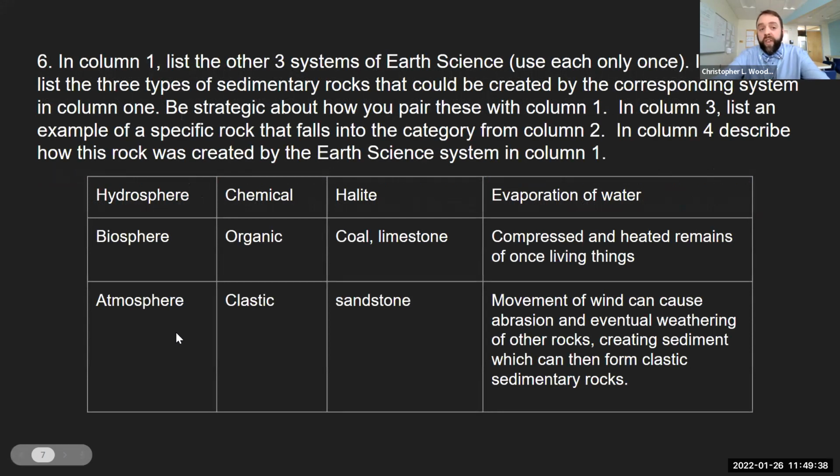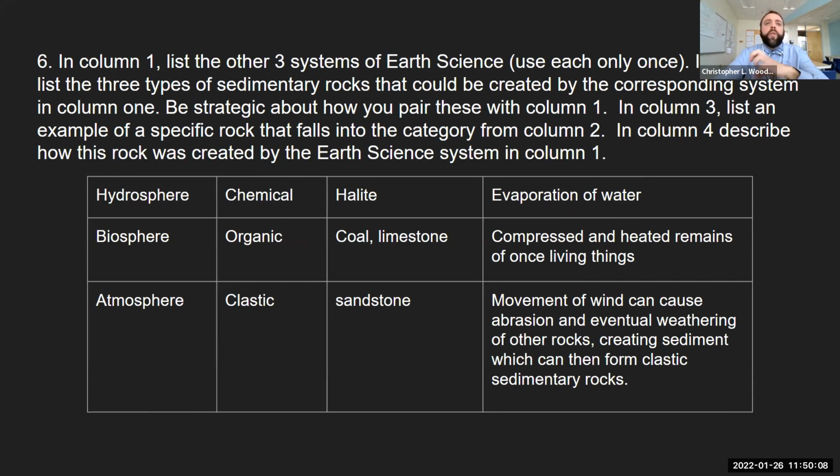All right, number 6, I asked you to list the 3 other systems of earth science. In column 2, I wanted you to match sedimentary rocks based on those systems. In the 3rd column, I wanted you to give me an actual example. And in the 4th column, describe how that rock was created. So geosphere was already in the question, so we leave those out. We need the other 3 systems, starting with the hydrosphere.